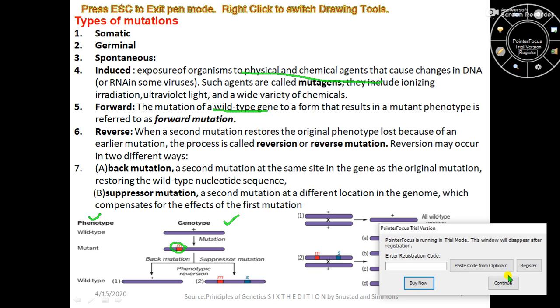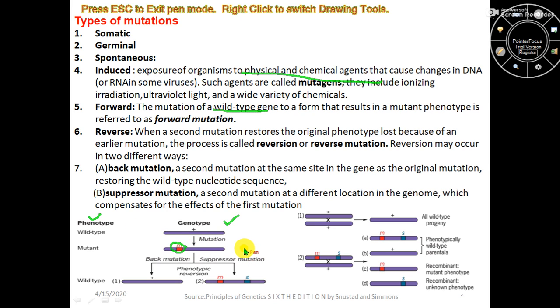Another mutation that occurs is reverse mutation, when this mutated phenotype goes back into wild type phenotype. Reverse mutations are of two types: one is back mutation, one is suppressor mutation. Two incidents occur. In the first one, this mutant phenotype becomes the wild type. This is back mutation. In the second type, there is another mutation in another region. This is S here. This suppresses the effect of M, and this phenotype is like the wild type genotype. That is called suppressor mutation.